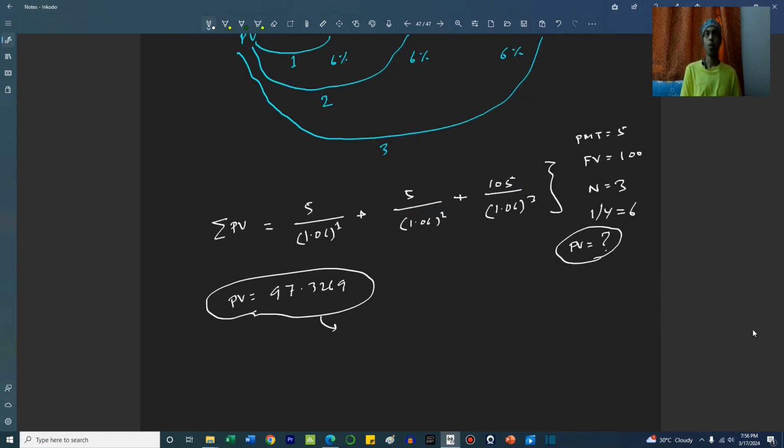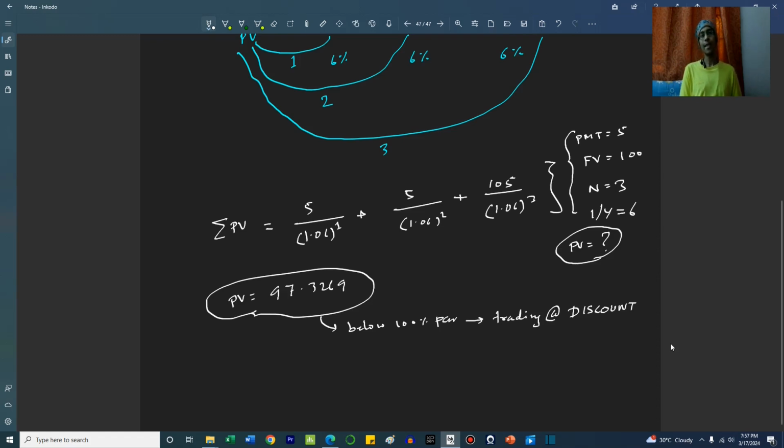Now one thing you can observe here is that this bond right now is trading below par, right? It is trading below 100% of par, because 100% of par was 100 and this is 97.3269. So it is not up to the par value, right? So we say this is trading at a discount. This bond is trading at a discount. Instead of using these values PMT, FV, N, I/Y, you can also do it directly by dividing 5 by this number, another 5 by this number, 105 by this value, and get the same value. You can cross check it.